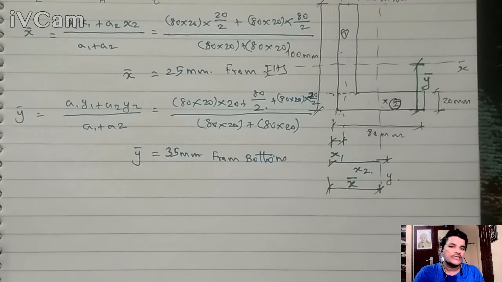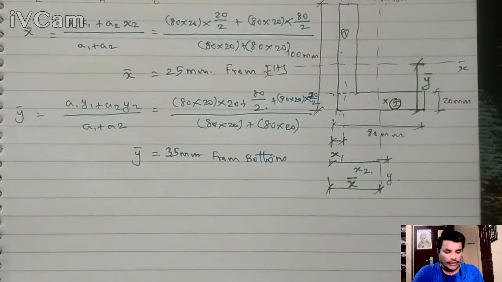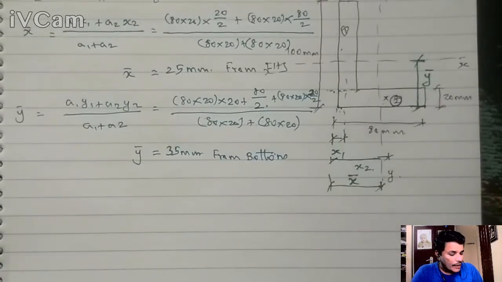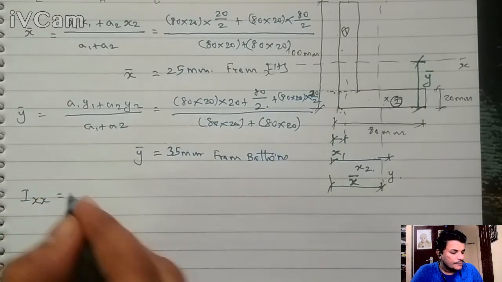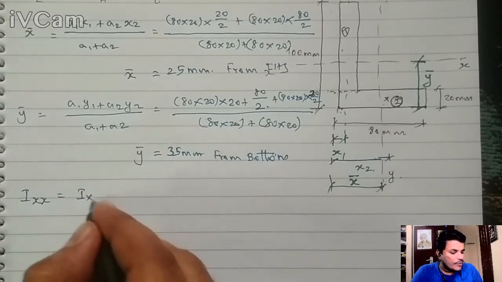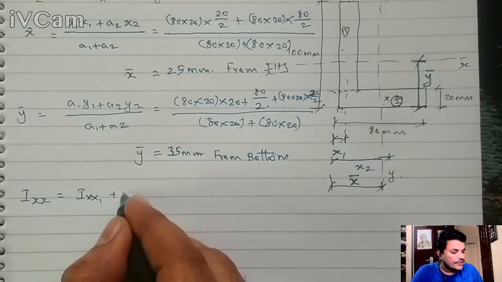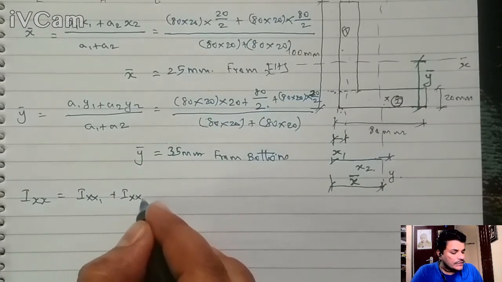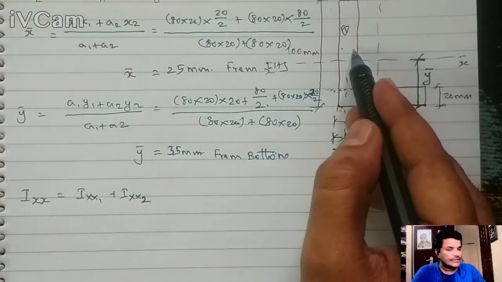But it is not a single section, it is an unsymmetrical angle section. It is having two parts, two rectangular sections. So I need to use the theorem of parallel axis. Okay, so what is the formula for moment of inertia I? Say for example Ixx is equal to Ixx1, that is the moment of inertia about the xx axis for the first section, plus the moment of inertia about the xx axis of the second section. This is section 1 and this is section 2.